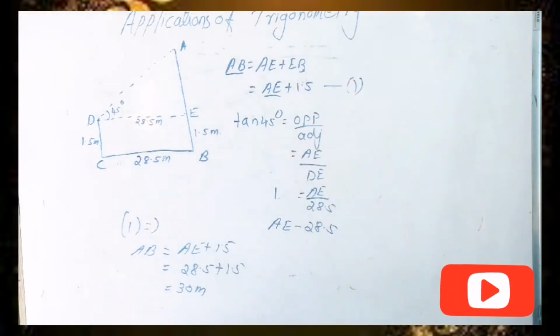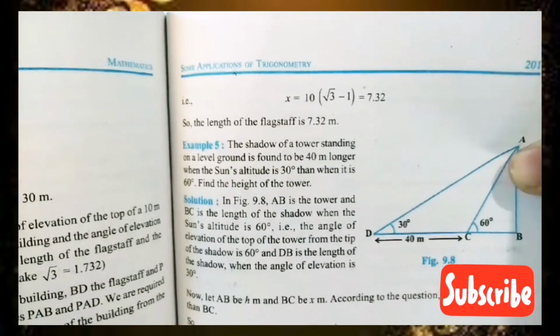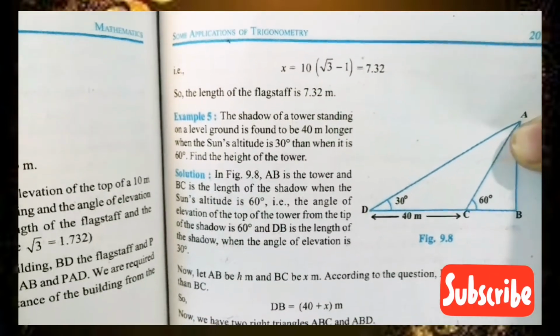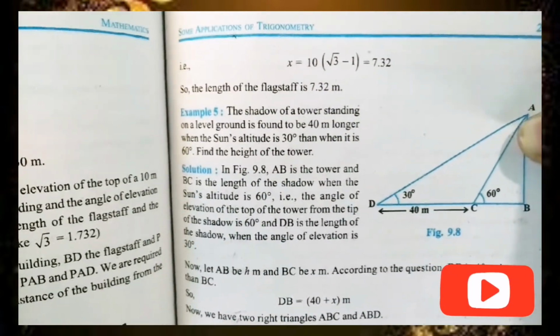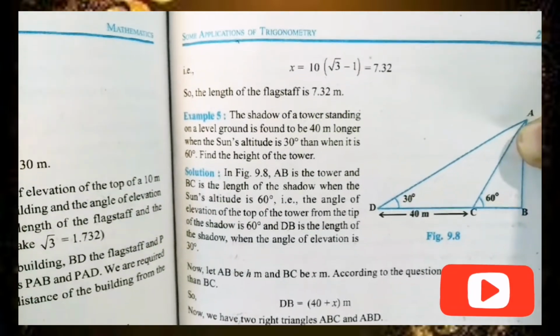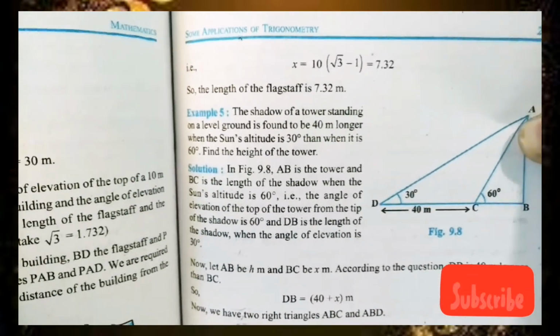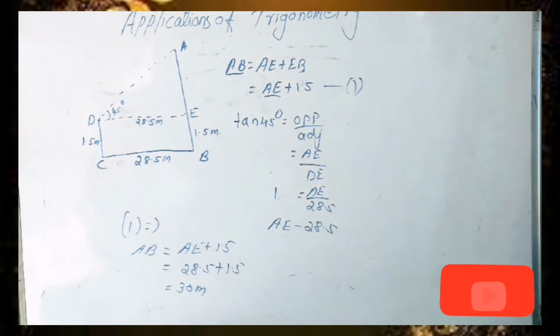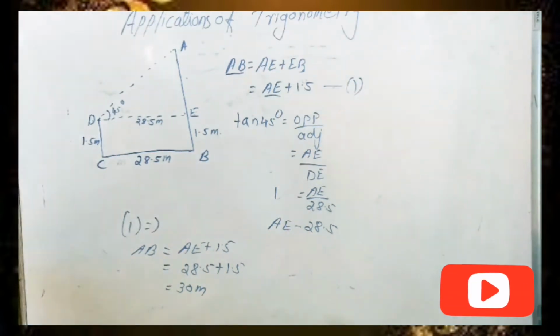Example number 5. The shadow of a tower standing on a level ground is found to be 40 meters longer when the sun's altitude is 30 degree than when it is 60 degree. Find the height of the tower. So we have one tower in this question.